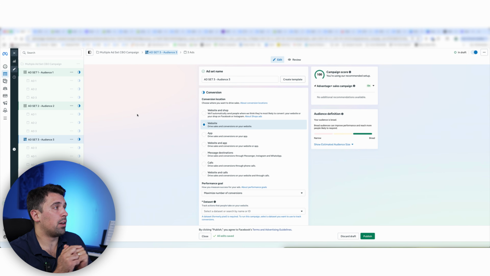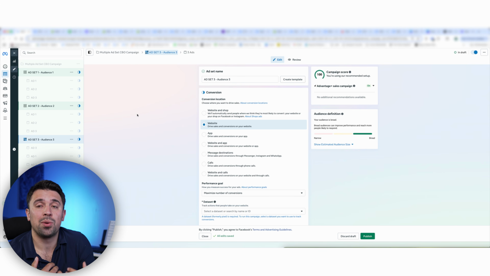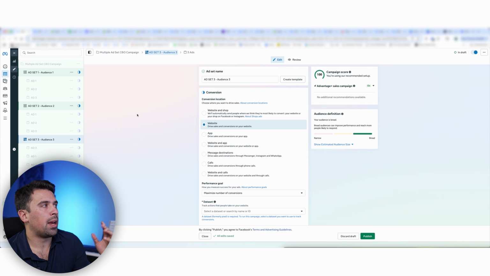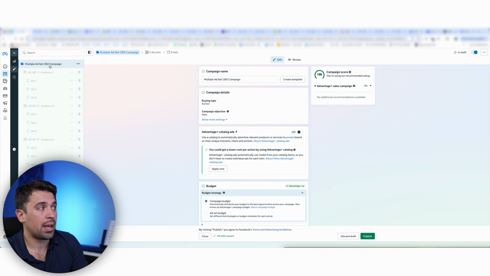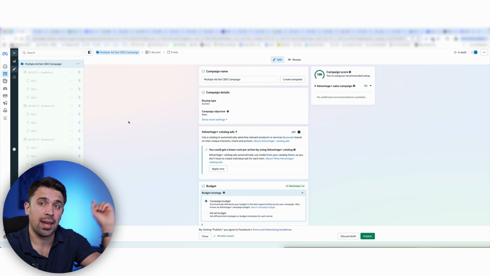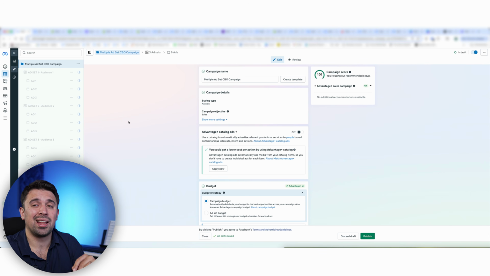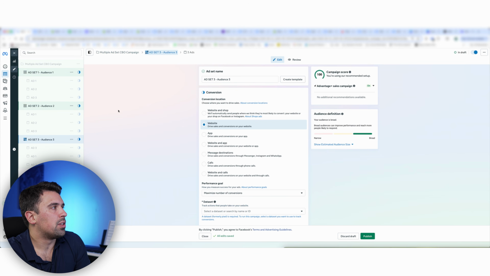For example, if my average cost per purchase was $50, and I had this multi-ad set CBO with 3 ad sets, I would do no less than $150 per day at the campaign level, right? Because that's giving each ad set the chance to at least get 1 sale per day. And that's what's really required for it to optimize well. So you can see that here. It would be $150 at the top, and then these 3 would compete for spend.